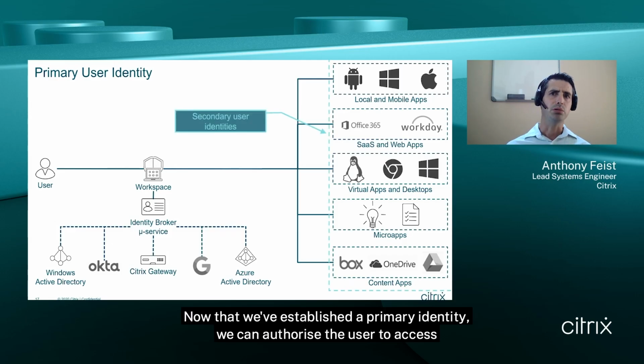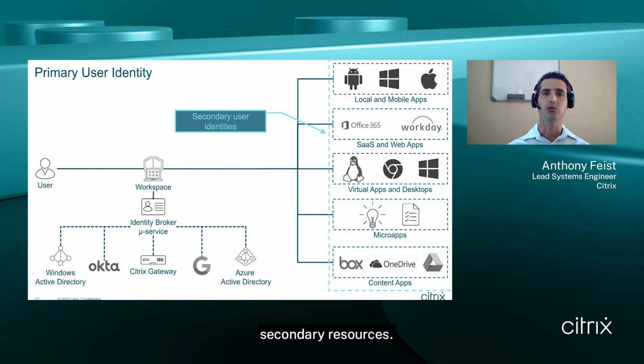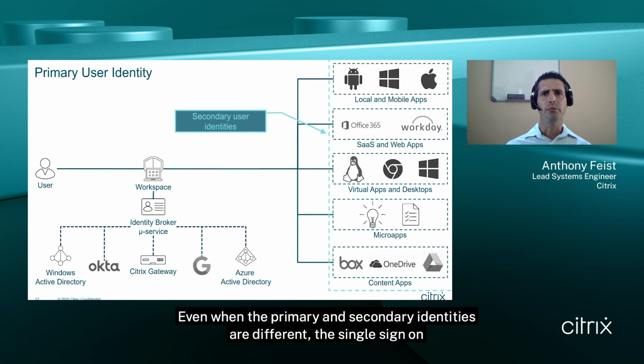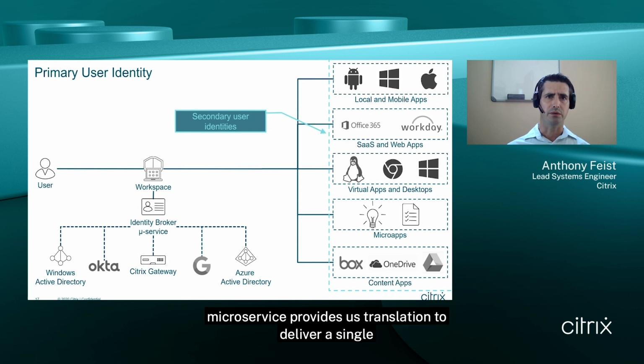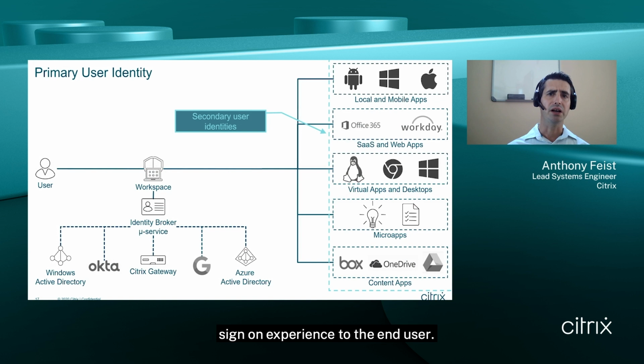Now that we've established a primary identity, we can authorize the user to access secondary resources. Even when the primary and secondary identities are different, the single sign-on microservice provides this translation to deliver a single sign-on experience to the end user.